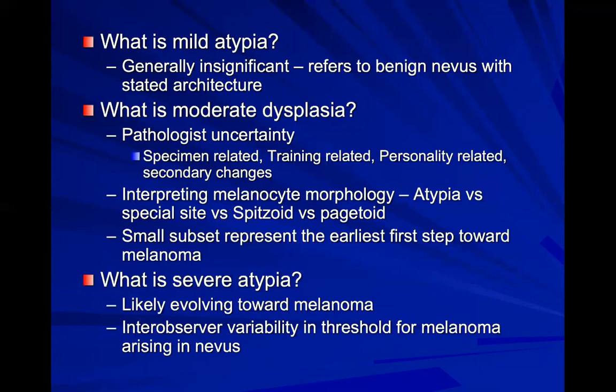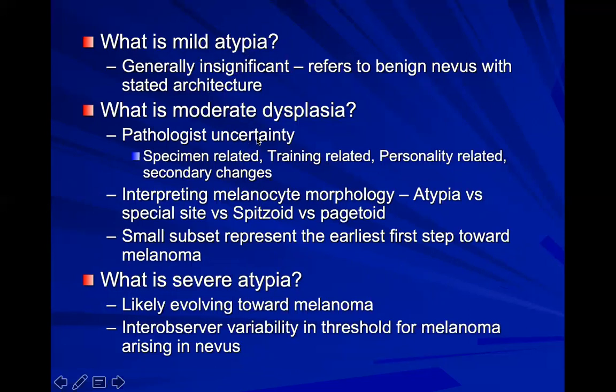So generally, how should you approach this? What is mild atypia? It's generally insignificant. It refers to a benign nevus with a shared architecture. So we probably shouldn't even use this word, and I haven't used it for years. I top line it a compound nevus or a junctional nevus. And I might acknowledge that it shares the architecture in a note, but I say that there's no significant atypia, because what is mild? If it's not significant, it's not significant.